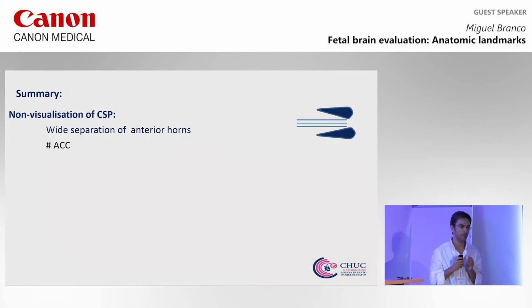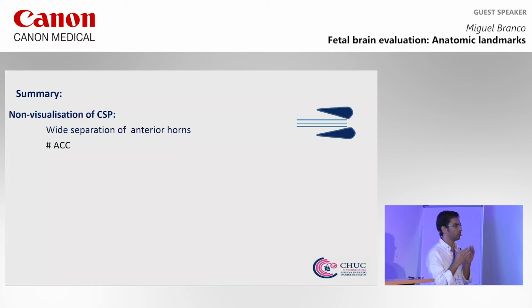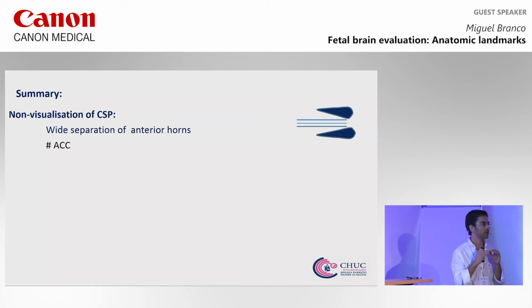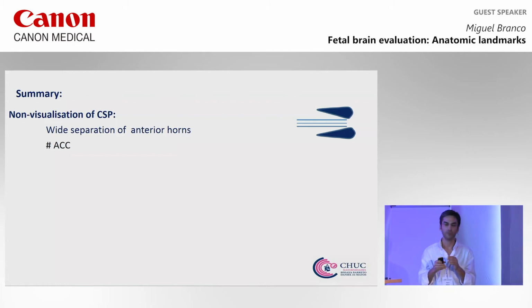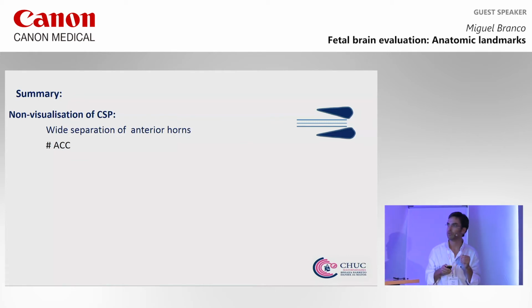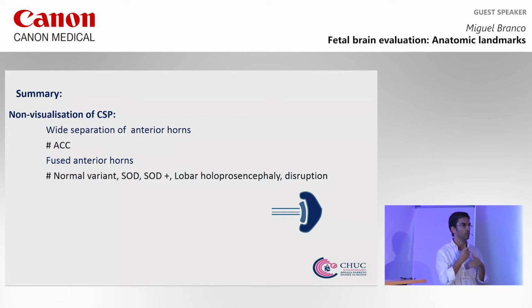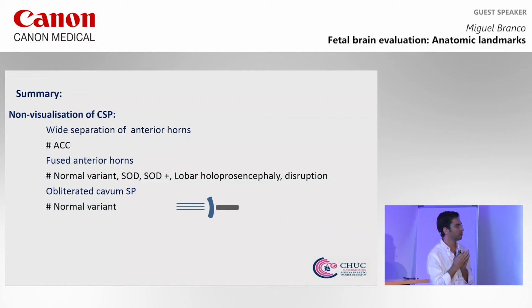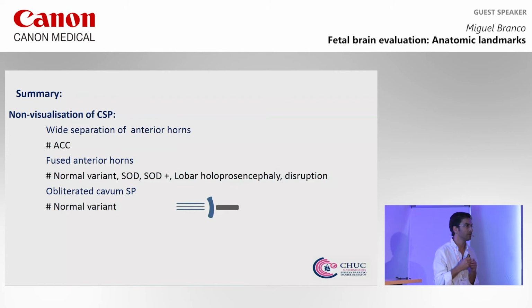So, in summary, we can divide this pathology into groups. In the first one, we are not able to identify the septum pellucidum. If the anterior horns are quite apart, it is very suggestive of complete agenesis of the corpus callosum. If we have fused horns, we can have agenesis of the septum pellucidum, but we must also discuss septo-optic dysplasia with malformation of cortical development, lobar holoprosencephaly. If we have an obliterated cavum septum pellucidum and everything is normal, it will probably be a normal variant.